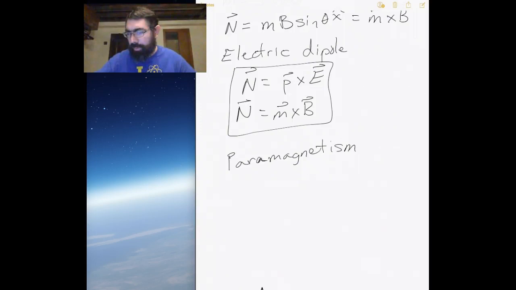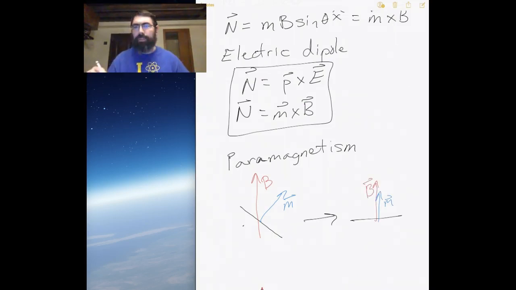So here's our wire loop. Here's the magnetic field. Here's the magnetic moment. And it's going to keep rotating until this magnetic moment is pointing in the direction of the magnetic field. Once they're pointing in the same direction, then there isn't any torque applied anymore.